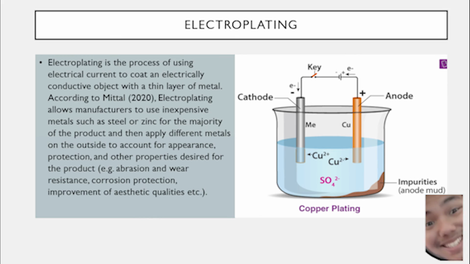Electrochemistry is very vital in a wide range of important technological applications. To name a few, we have electroplating, production of chlorine, and extraction of aluminum. Electroplating is a process of using electrical current to coat an electrically conductive object with a thin layer of metal. Electroplating allows manufacturers to use an inexpensive metal such as steel or zinc for the majority of the product and then apply different metals on the outside to account for appearance, protection, and other properties desired for the product.